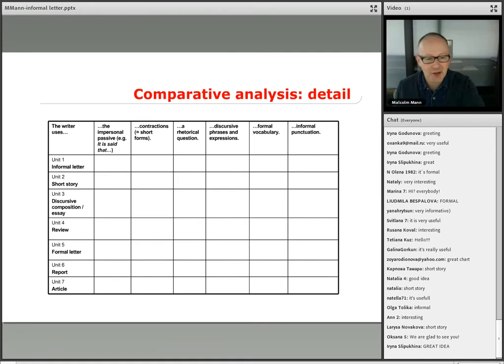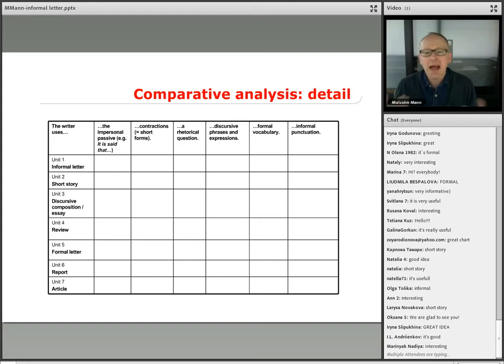So we can have, for example, here, short forms, discursive phrases and expressions, informal punctuation. You might want to have phrasal verbs. You might want to have idioms. There's all sorts of categories. And they look through the compositions from the previous 6 units or the whole book, whatever it is. They tick and cross, and they give concrete examples. Very simple, but very effective.